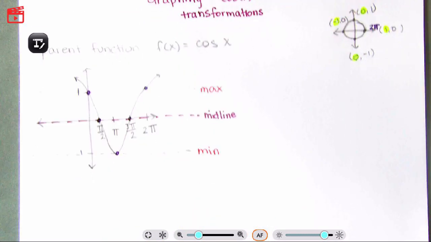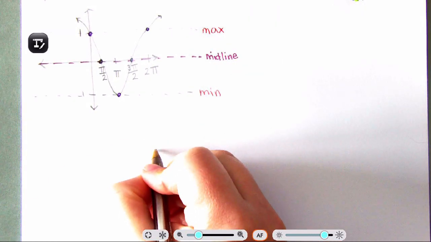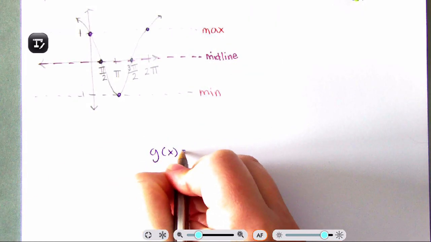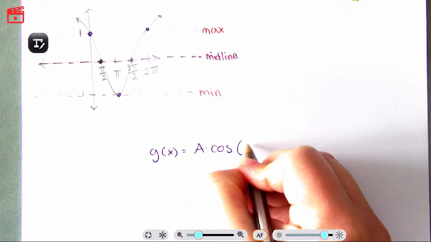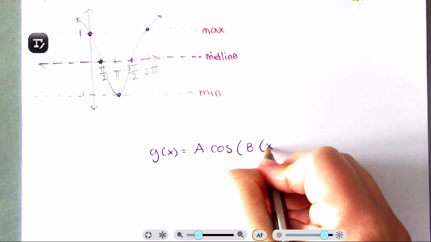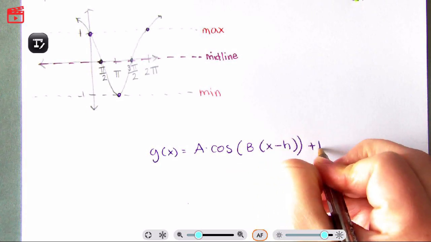All right, let's get started with our general form. Just like we did for the other one, let's call this one g of x this time, is equal to a times cosine of b times x minus h, plus k.